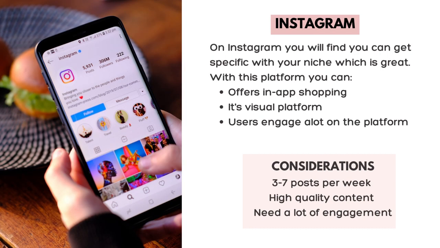So Instagram is a very popular platform. Most businesses you'll find can easily go onto this, but it's entirely up to what you provide and how you can utilize it. On Instagram, you can get specific with niches, which is fantastic. When I say niches, it's very specialized businesses. Like you might specialize in a type of jewelry, then you can be very specific on this platform, which is great. What this platform offers is in-app shopping, which is great for e-commerce businesses.